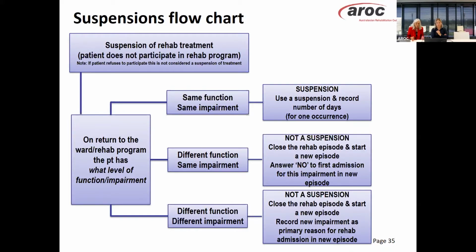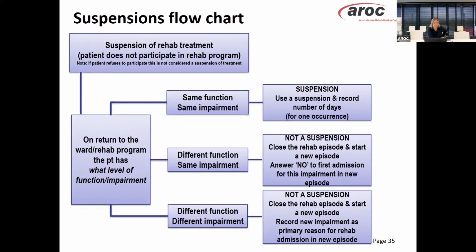So they would have had one incomplete episode of rehabilitation, then they had a fall, they went back to acute for a period of time, they end up back in rehab, but it's a separate episode of rehabilitation. And in that particular instance, you'd probably say it was a change in impairment as well. So, I hope that makes sense.